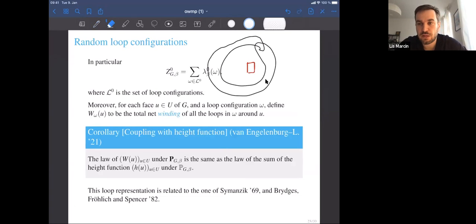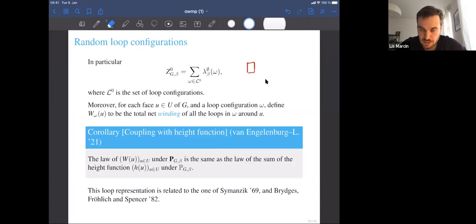Because the winding around that face is exactly 0. So it's the algebraic winding with signs. If you go one way, you pick up a sign, and if you go the other way, you don't pick up a sign. So here we have this loop representation coupled to the height function.